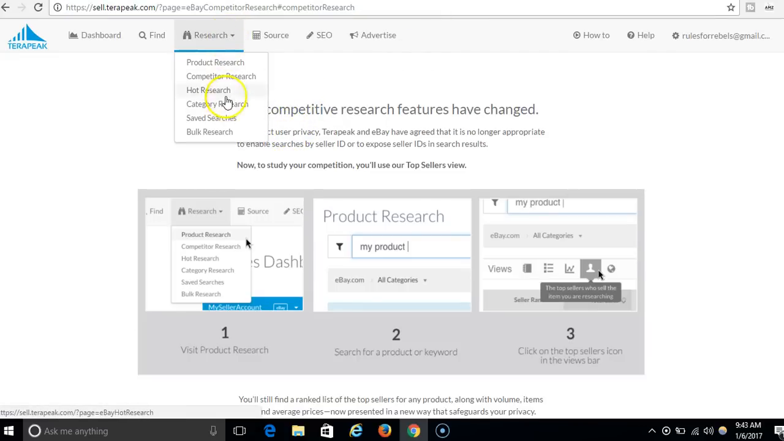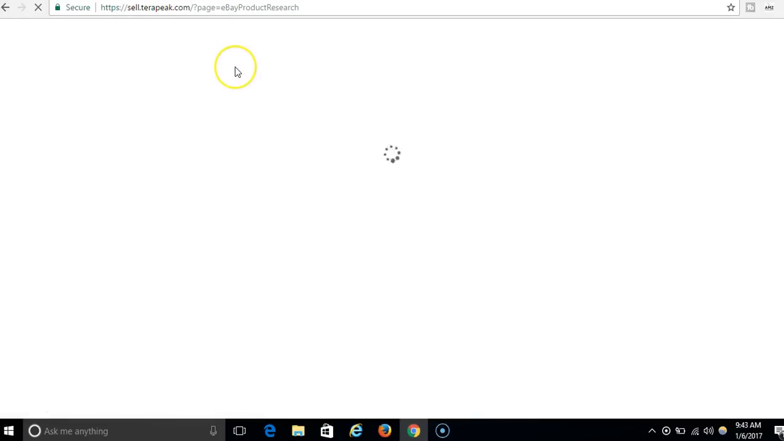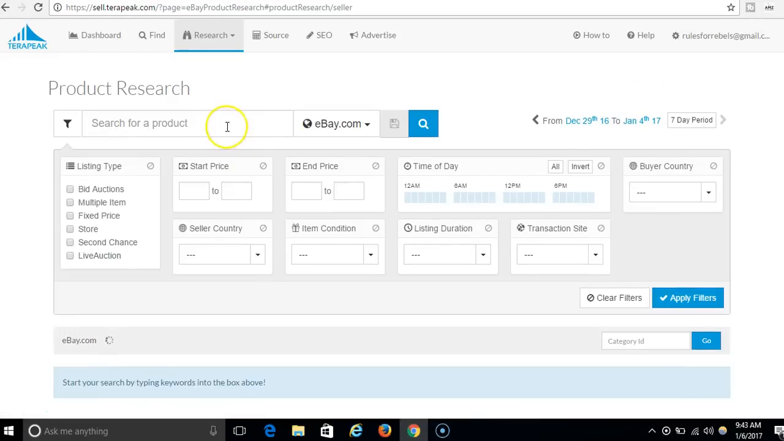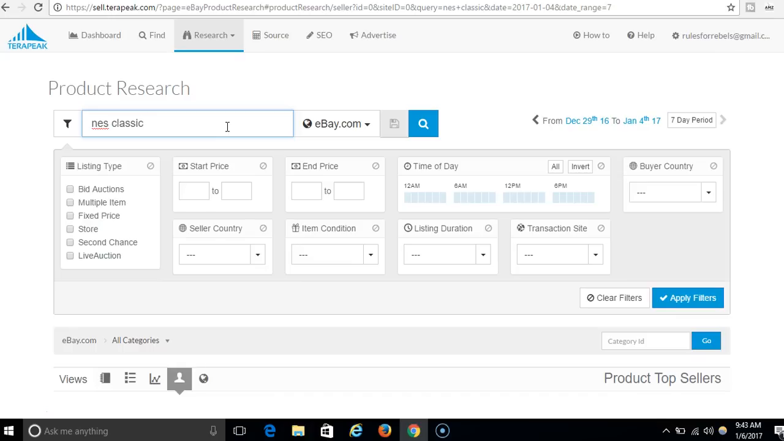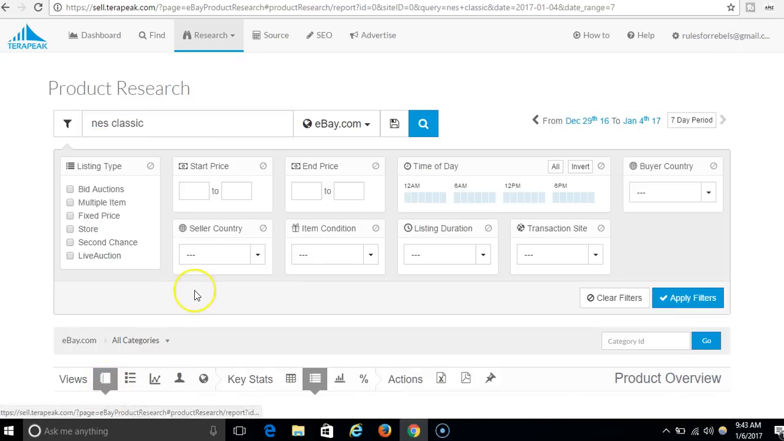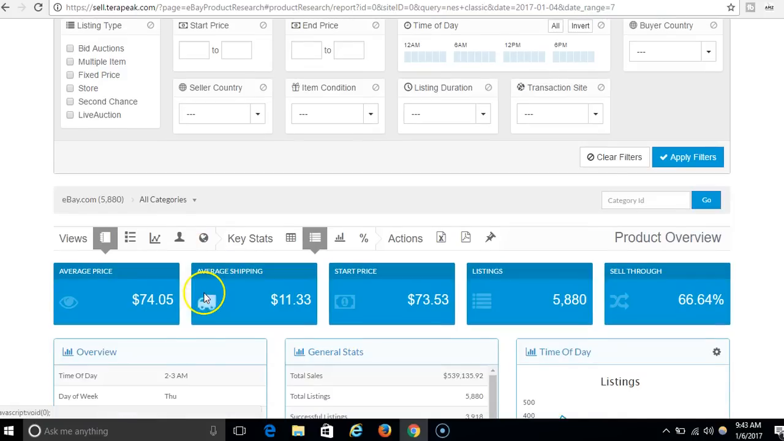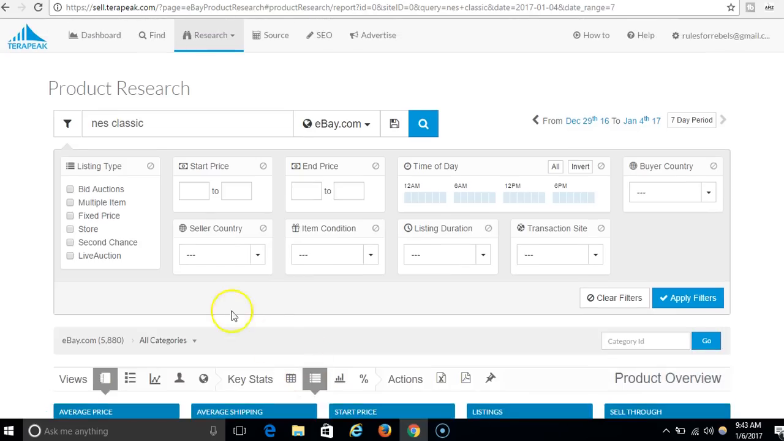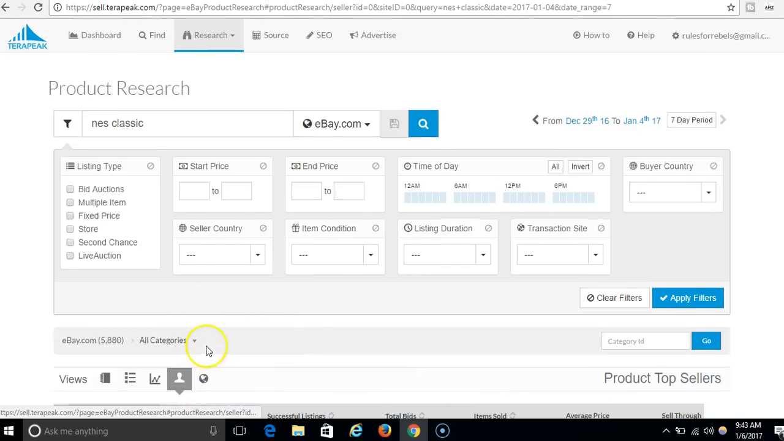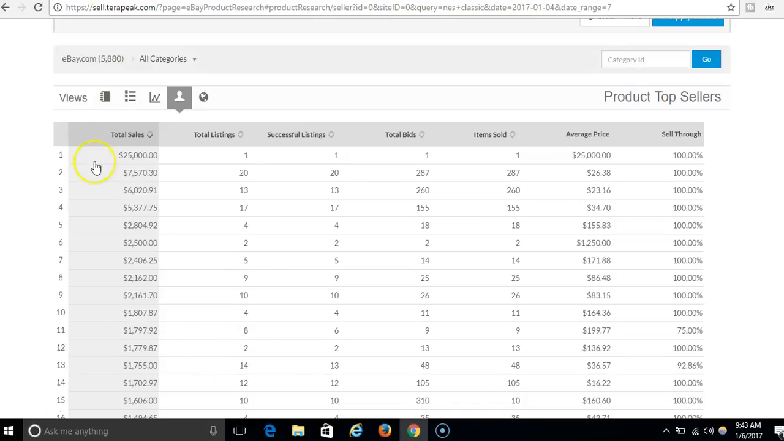So sure enough, I went to product research, which is normally where we would find that, and we'll just search something like NES Classic. And we'll go over to the normal view here. Let's wait for our stats to pull. And see here we have all our normal stats and everything. Normally we would go over to this person icon and it would show us the username or the seller name of the person who was selling the most in the category. Unfortunately, it looks like Terapeak got rid of this feature, and I'll show you why and explain why in a second here. I think this is kind of unfortunate.